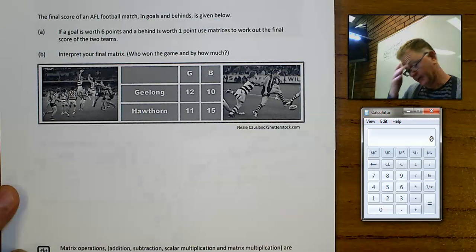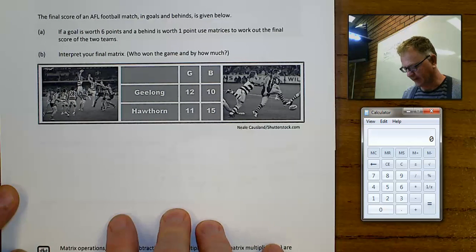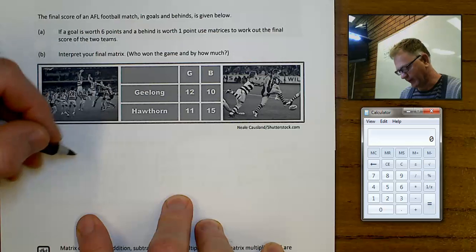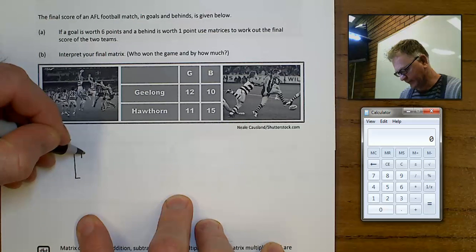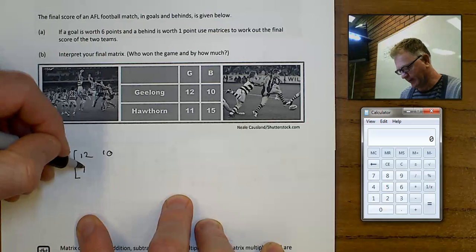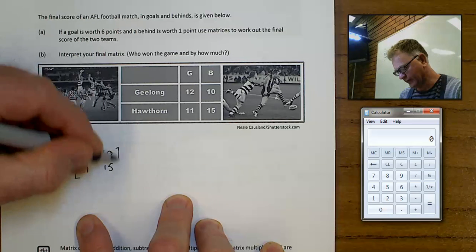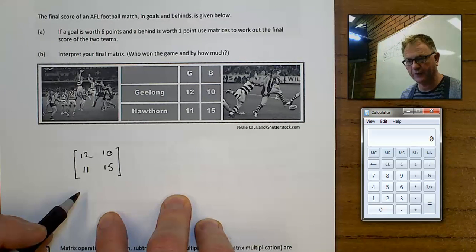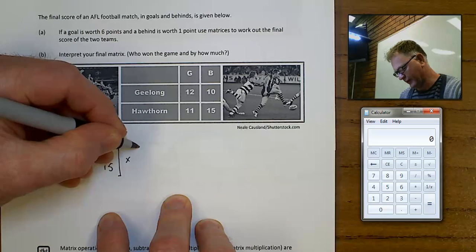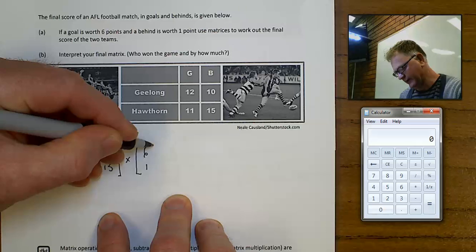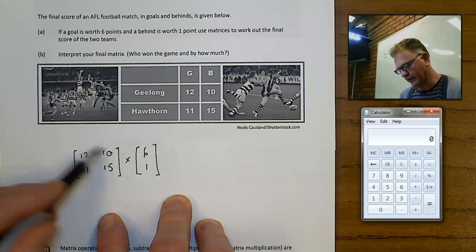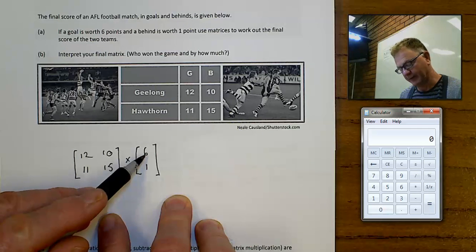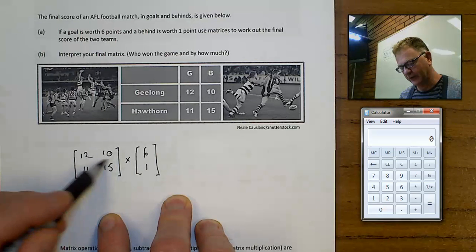Here we've got the scores of a football match, and it's more or less presented to you in matrix form. So we could write it like this. 12-10 was Geelong's score, 11-15 was Hawthorn's score. That's 12 goals to 10. Now in football, of course, a goal is worth 6 points, a behind is worth 1 point. So if we were to get this and multiply it by the matrix 6-1, notice what we're multiplying. Rows by columns. So that's 12 goals, which is multiplied by the 6 points each, and 10 behinds worth 1.